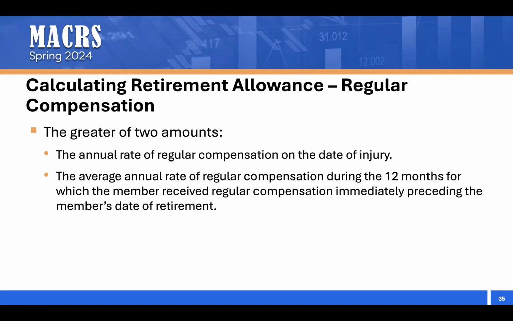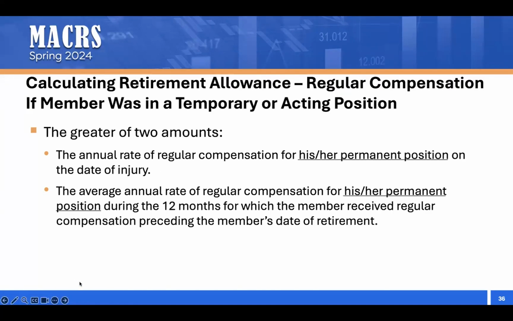So what happens if a member is working in a temporary or acting position at the time of the injury? The statute says you're still going to use the greater of the 2 amounts, and it's the annual rate of regular compensation for his or her permanent position on the date of injury. And for the average annual rate, you're going to look at the average annual rate for his or her permanent position on the date of injury. So the only difference between the 2 is if a member is working out of grade at the time of injury, you're going to go back and use the pay for their permanent position, not the acting position.